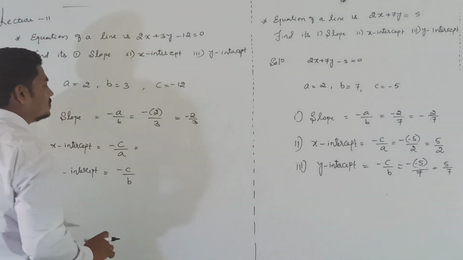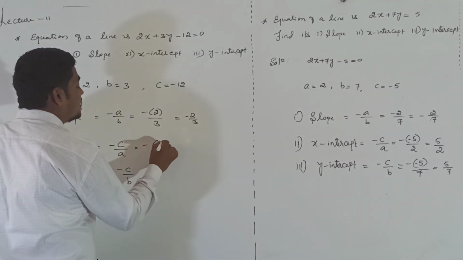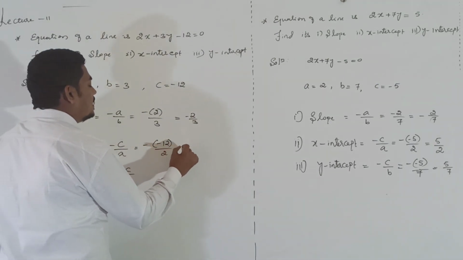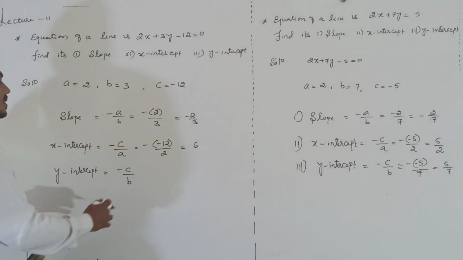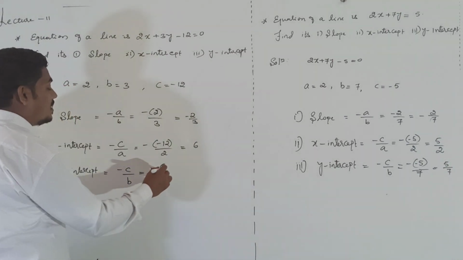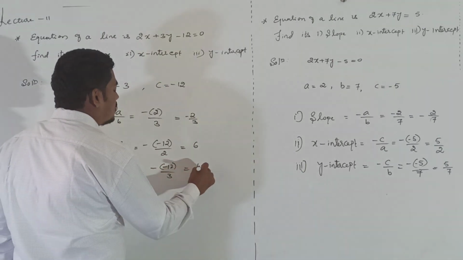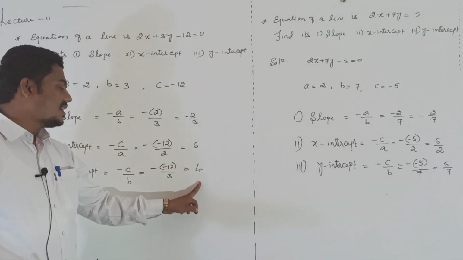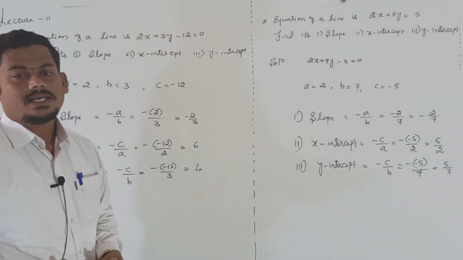Then x-intercept is equal to minus c by a. Negative sign as it is, c value minus 12, divided by what is a value? 2. That's equal to 6, right? Why? Because plus 12 divided by 2 is 6. After that, the y-intercept of the line is minus c divided by b: c value minus 12, divided by b value 3. That's equal to 4. X-intercept is 6, y-intercept is 4 and slope is minus 2 by 3, right?